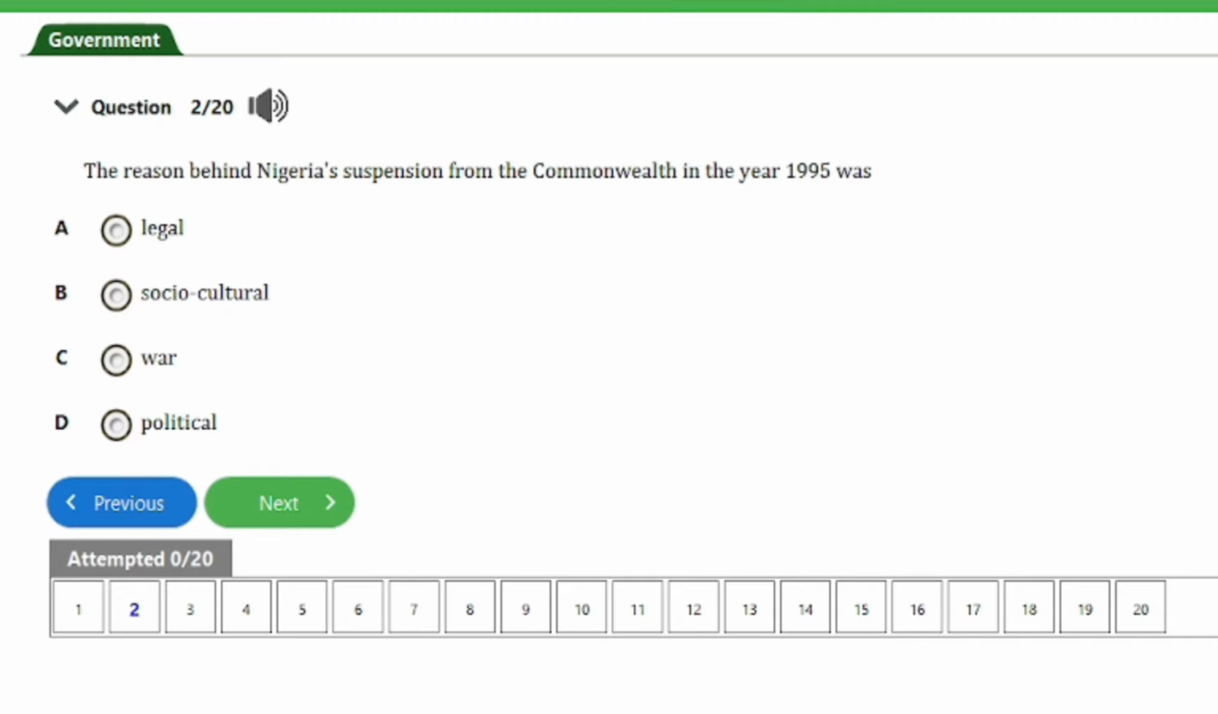So the next question we have here, question number 2 says, the reason behind Nigeria's suspension from the Commonwealth in the year 1995 was A. legal, B. socio-cultural, C. war, D. political. So guys, the answer to this question is option D here, that's political. So let's head on to the next question, guys.